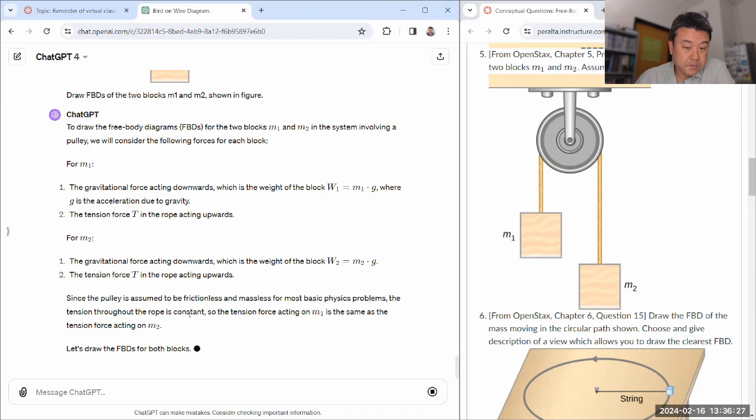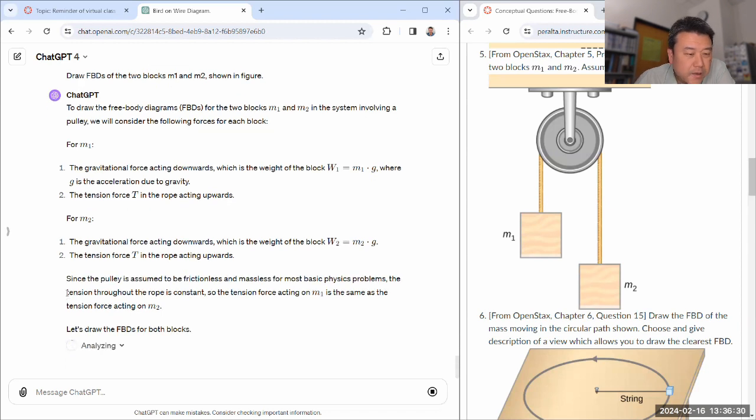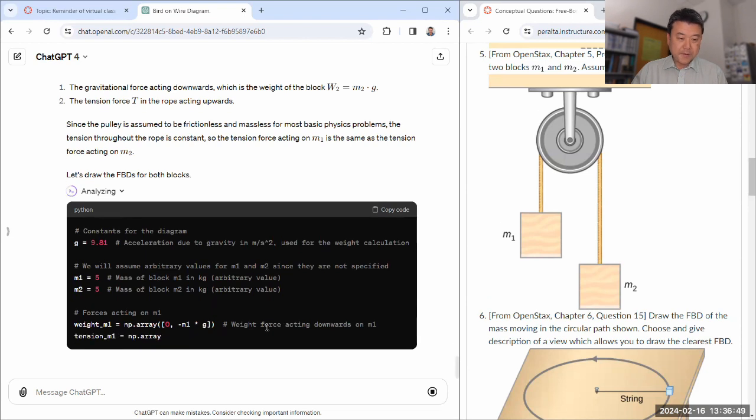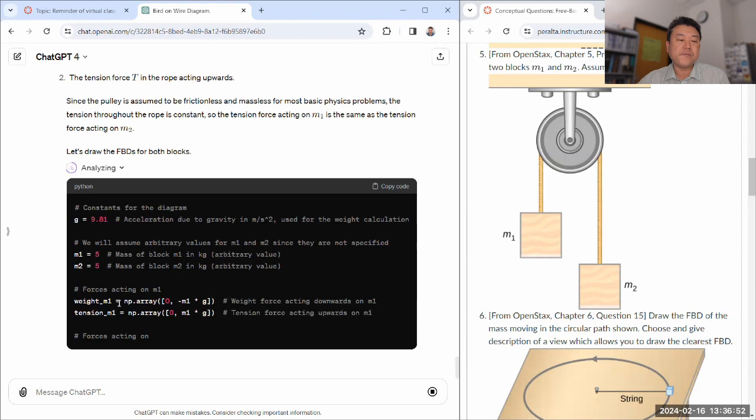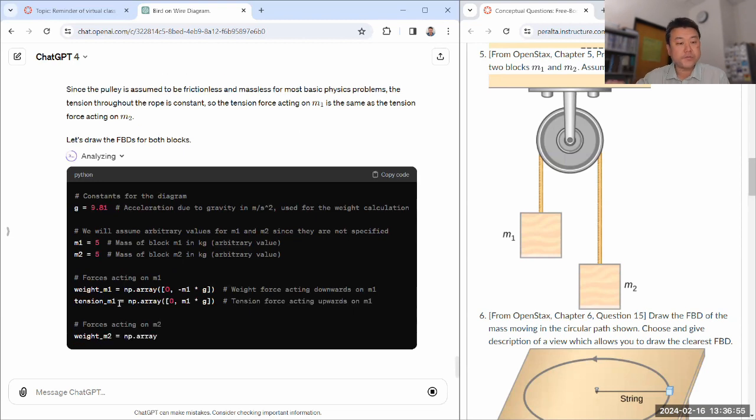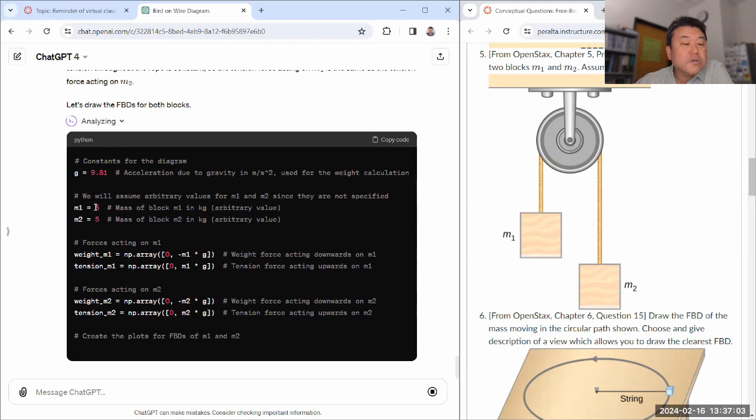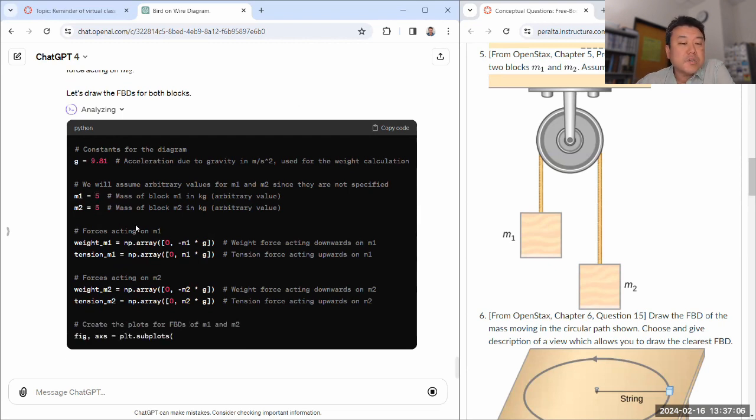Tension throughout the rope. Now, in order to do that, I think you also need to assume that the rope is massless. But that's also common, so it's fine. Let's look at the code. Again, I'm saying if you copy and paste this into a vanilla Python environment, it won't work. There's some kind of setup you need to do first. Oh, so it's assuming they have the same mass, in which case they won't accelerate.